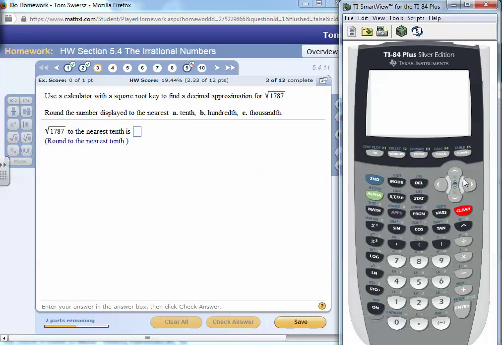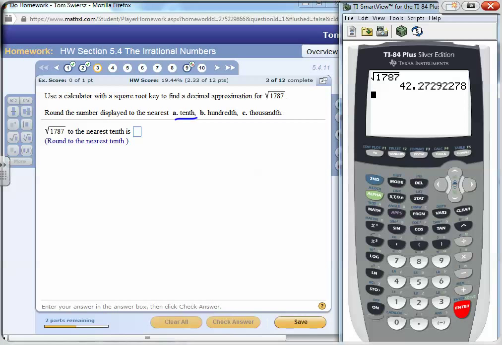Now, we definitely use a calculator to find a decimal approximation for the square root of 1,787. To the nearest tenth, which is 1 decimal, hundredth is 2 decimals, and thousandth is 3 decimals. So again, second square root, and then the number is 1,787, and we hit enter.